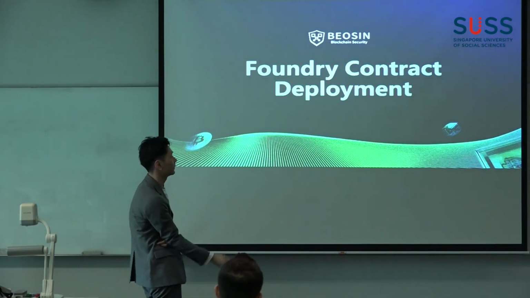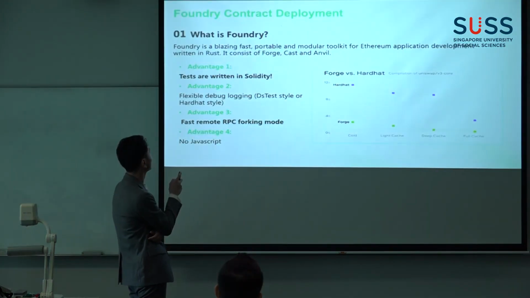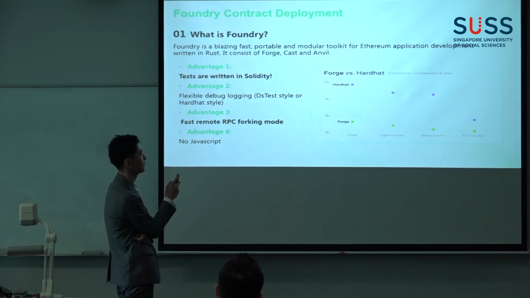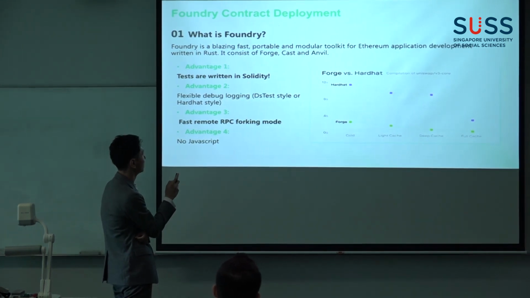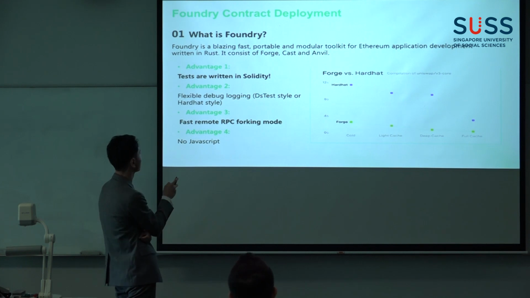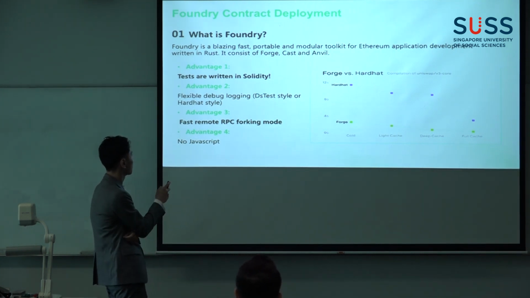Okay, so now it's my favorite tool, Foundry. And what is Foundry? Foundry is a blazing fast, portable, and modular toolkit for Ethereum application development written in Rust. It consists of other small tools, for example, Forge, Cast, Anvil, and Chisel. It's not written here, but it's still a useful tool.